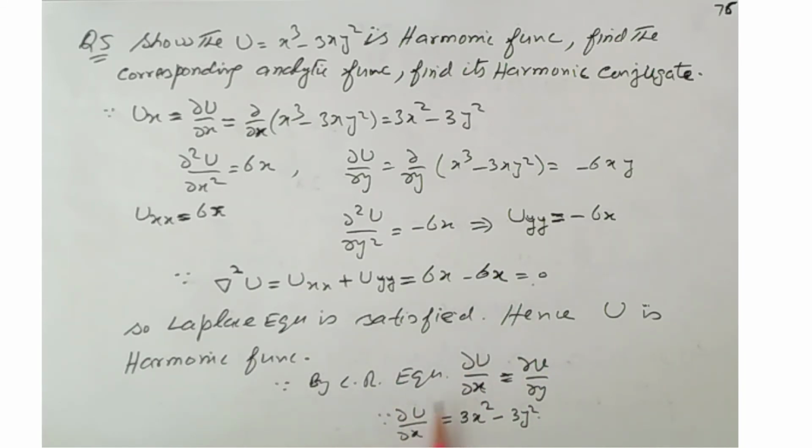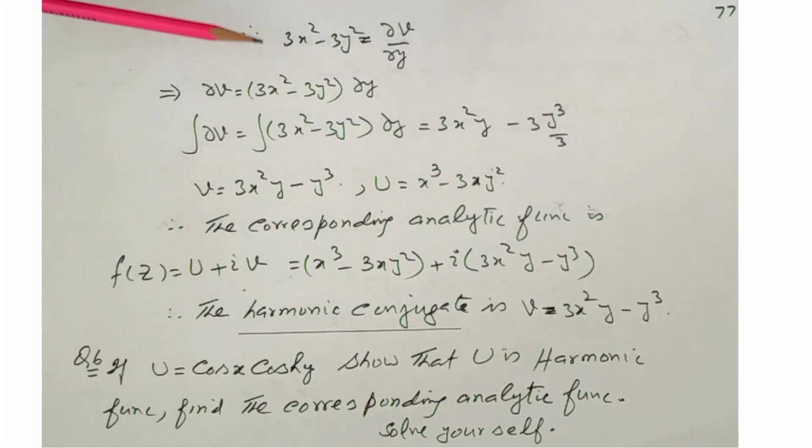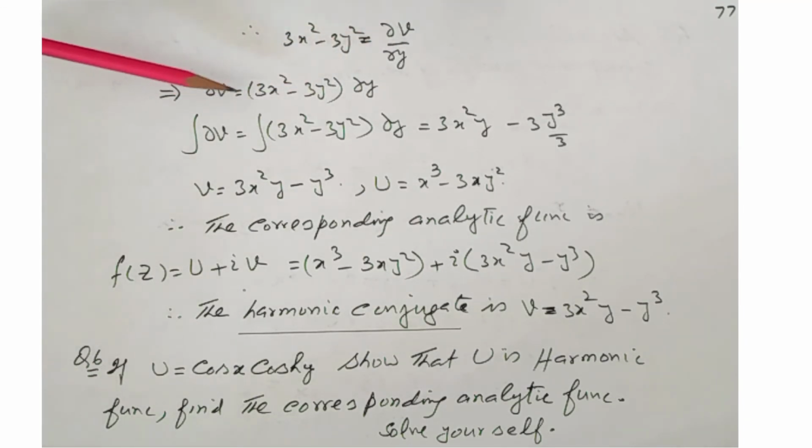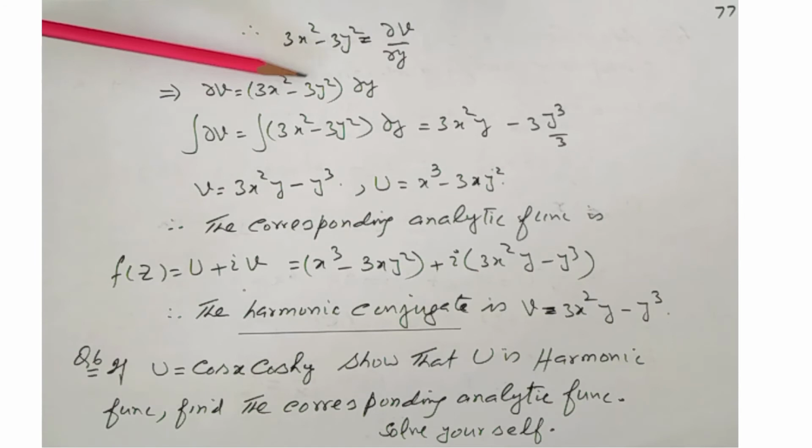Now by the Cauchy-Riemann equation, the value of partial u over partial x is 3x square minus 3y square. We put here the value of partial u over partial x, and it becomes 3x square minus 3y square equal to partial v over partial y. So we write this equation in this form: partial v equal to 3x square minus 3y square into partial y.